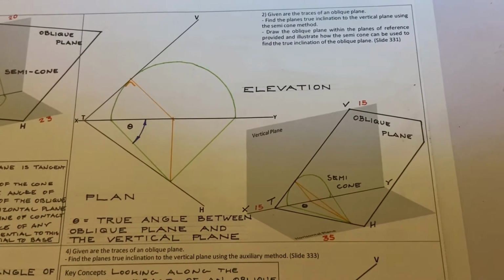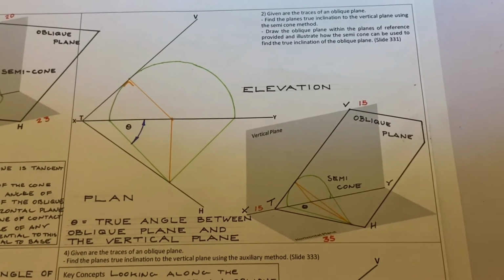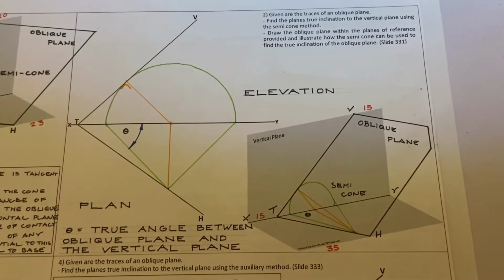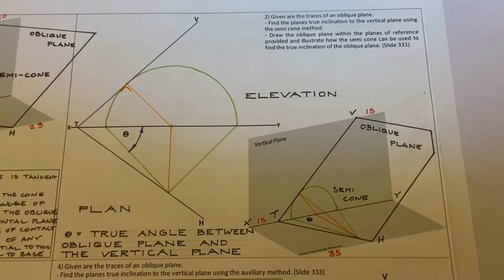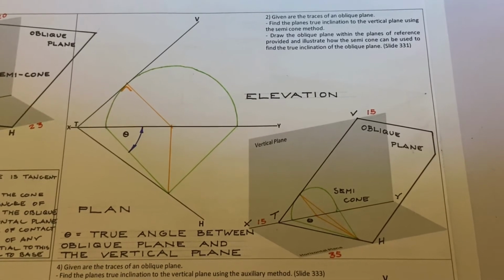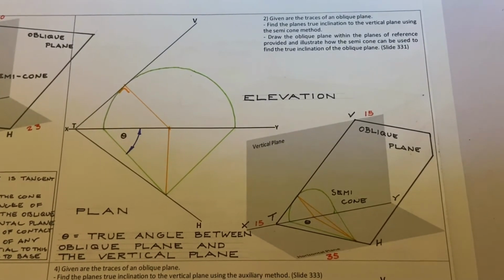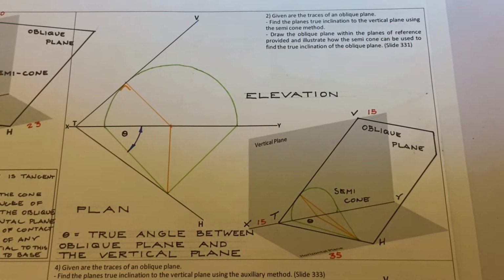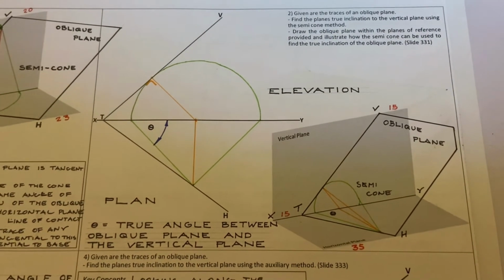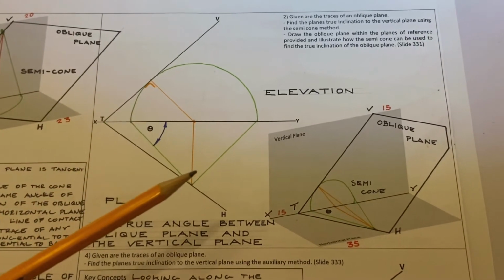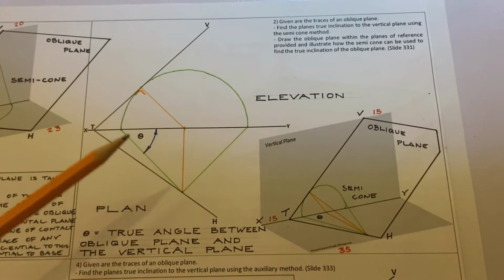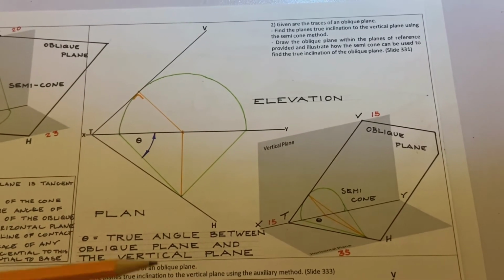So moving on to the second question here. It says there, given are the traces of an oblique plane, find the plane's true inclination to the vertical plane using the semi-cone method. Draw the oblique plane within the planes of reference provided and illustrate how the semi-cone can be used to find the true inclination of the oblique plane. So this time we're looking for the true angle between the oblique plane and the vertical plane. This time we have to draw the cone in a different orientation.